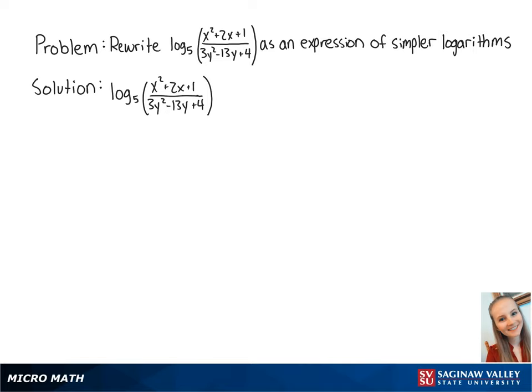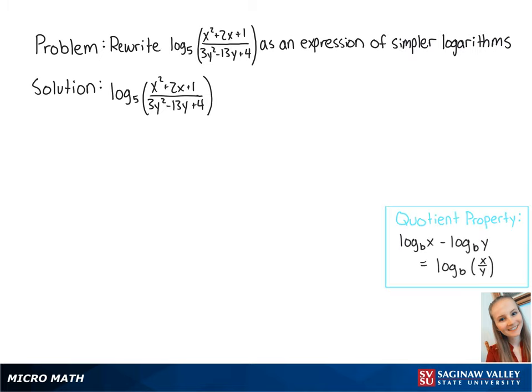For this problem, we want to rewrite the log base 5 of (x squared plus 2x plus 1) over (3y squared minus 13y plus 4) as an expression of simpler logarithms. First, we can see that there's division within this logarithm, so we're going to use the quotient property to rewrite this as the log base 5 of (x squared plus 2x plus 1) minus the log base 5 of (3y squared minus 13y plus 4).